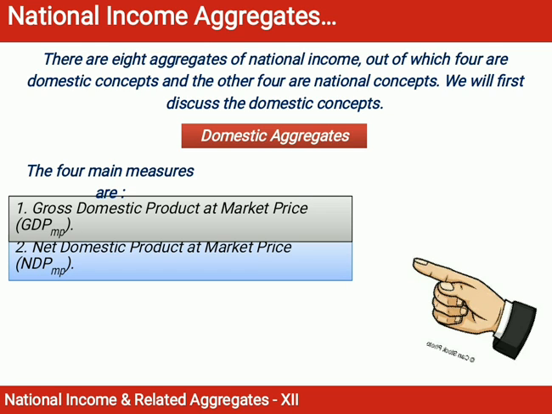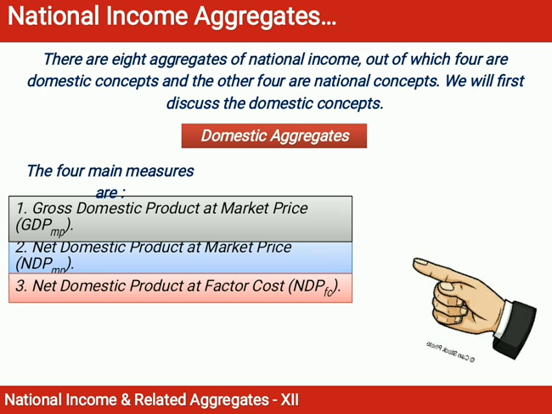The next aggregate is NDP MP. What is the meaning of NDP MP? Net domestic product at market price. It refers to the net market value of all final goods and services produced in the domestic territory of a country during a period of 1 year. That means NDP MP equals GDP MP minus depreciation.